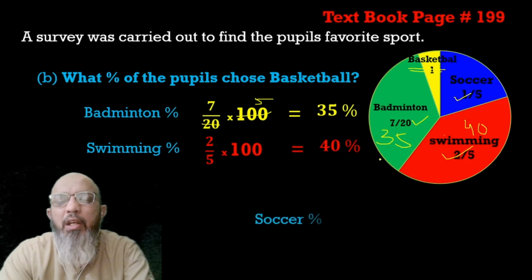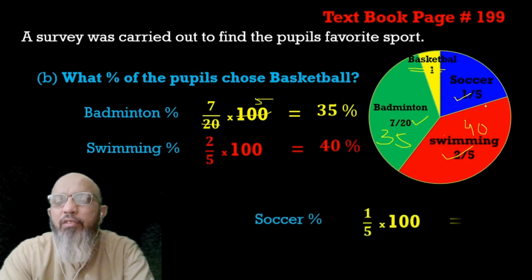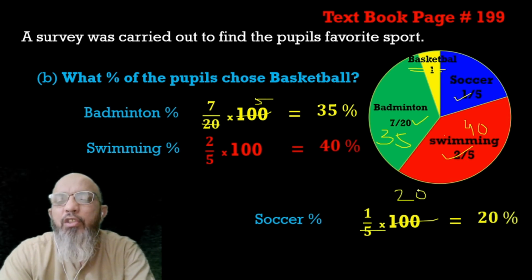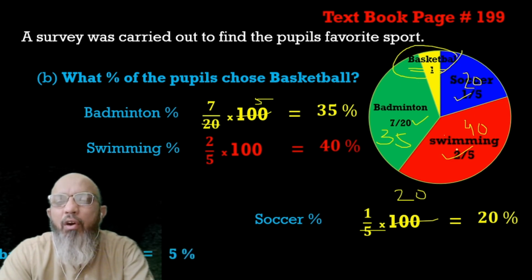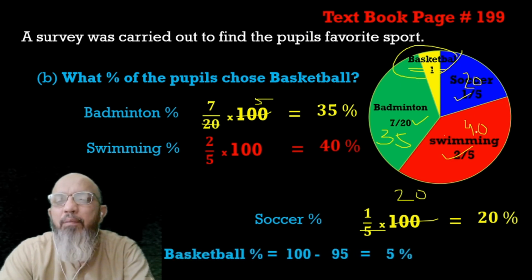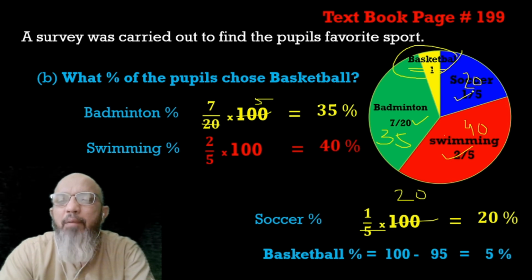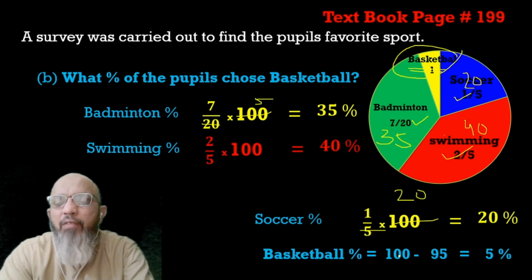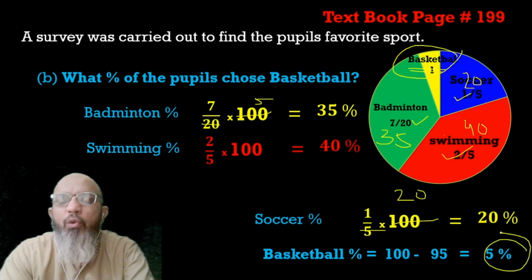And the third one is soccer percentage, that is 1 over 5. So 5 20s are 100, so 20% like soccer. So it means the rest of the percentage, whose favorite sport is basketball. So if we add all these percentages, that is 35 plus 40, 75 plus 20, 95. So we will subtract 95 from 100. You will get your answer, that is 5%.